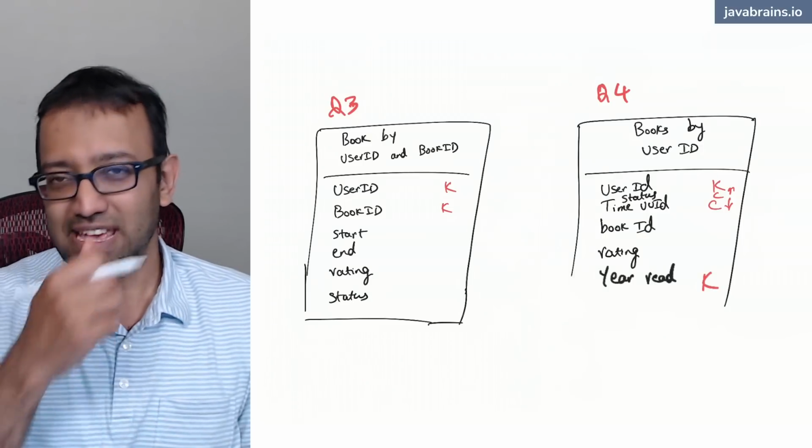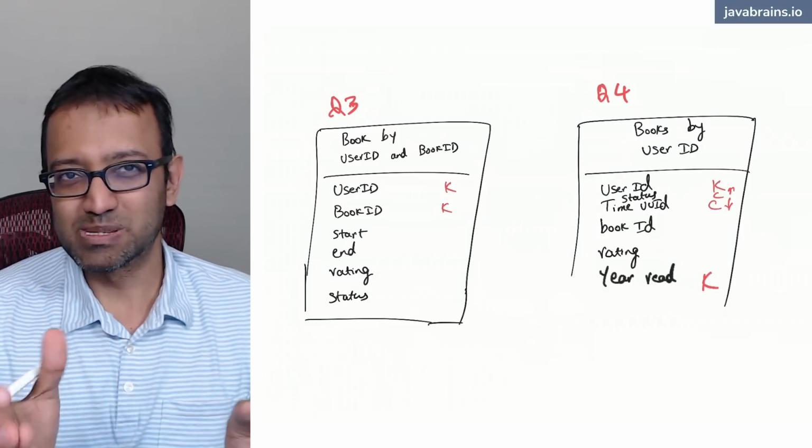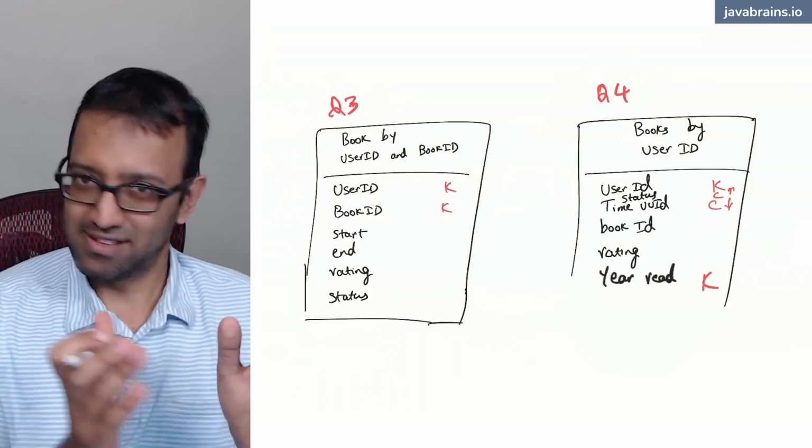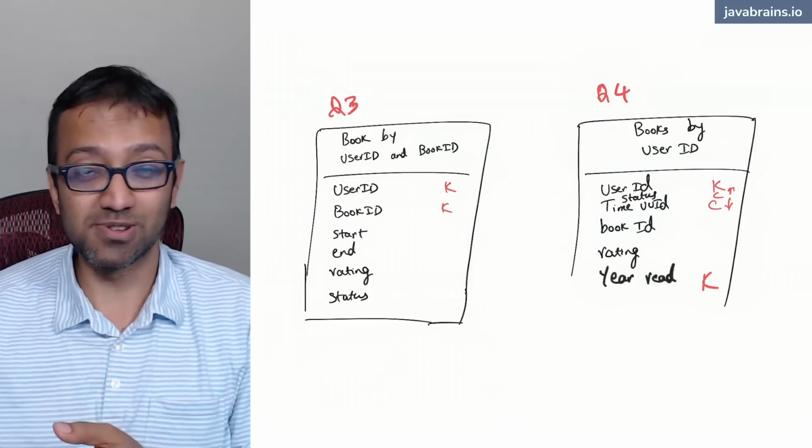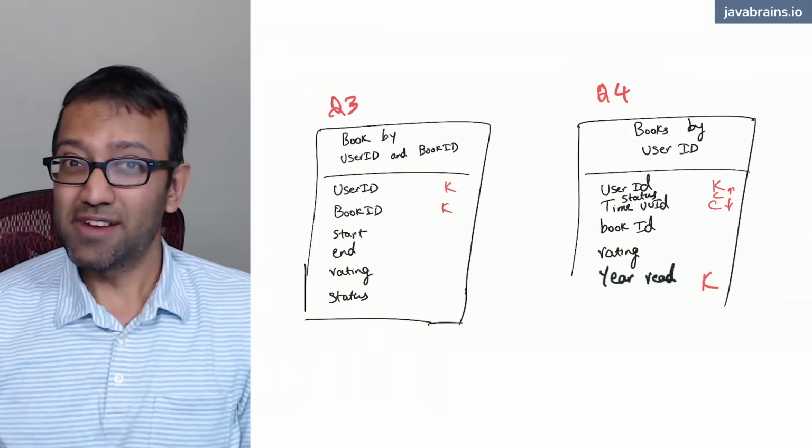So that allows you to say, okay, split it. You read 100 books this year, that goes to one partition. You read 50 books next year, that goes to another partition. That's one way to solve the problem.